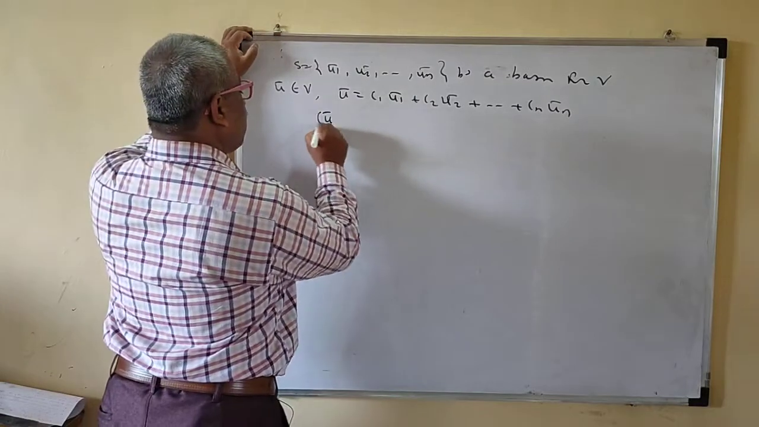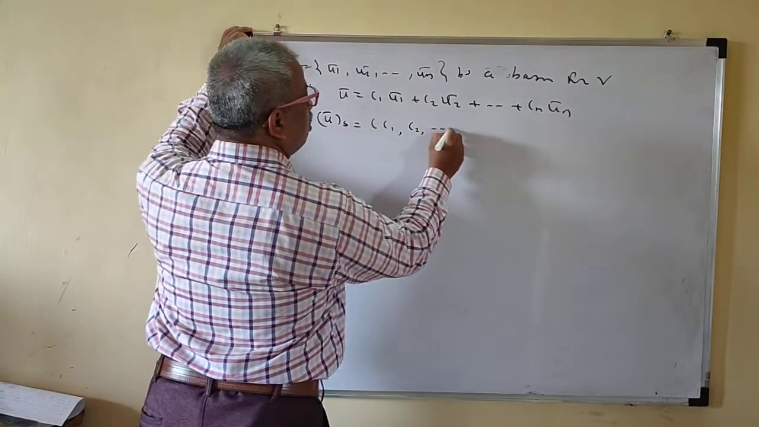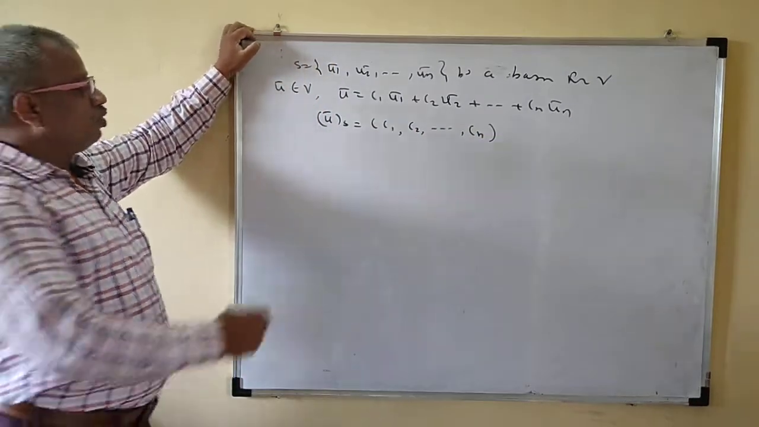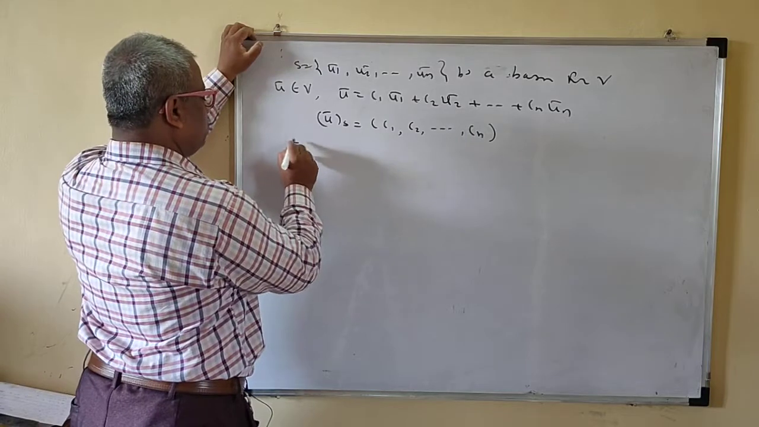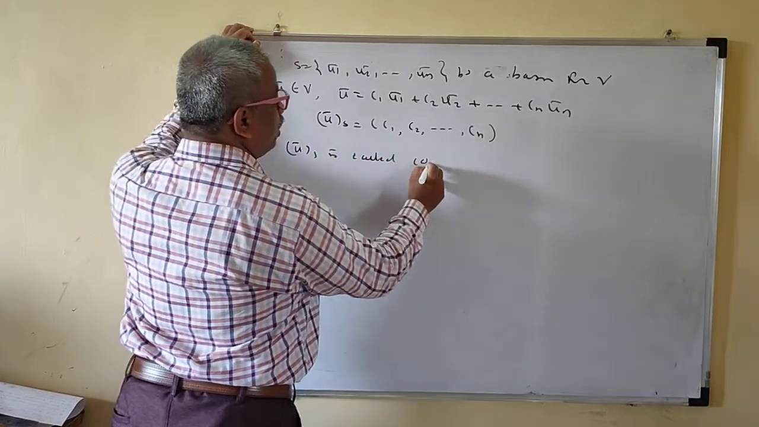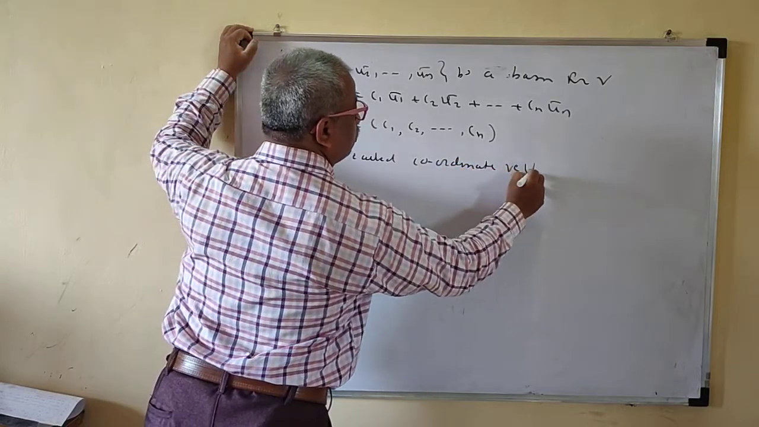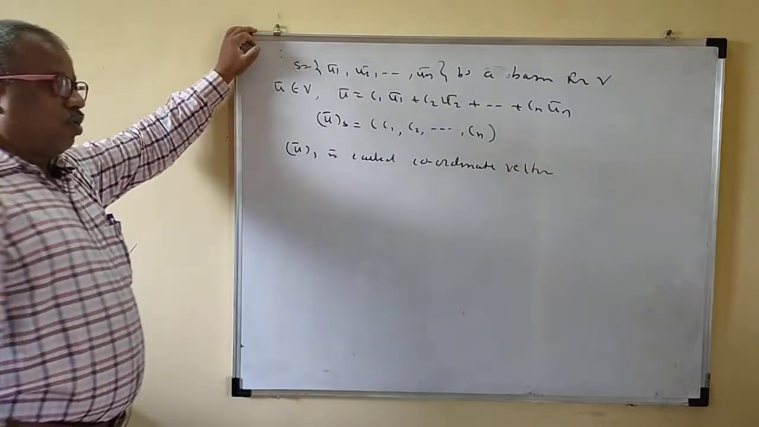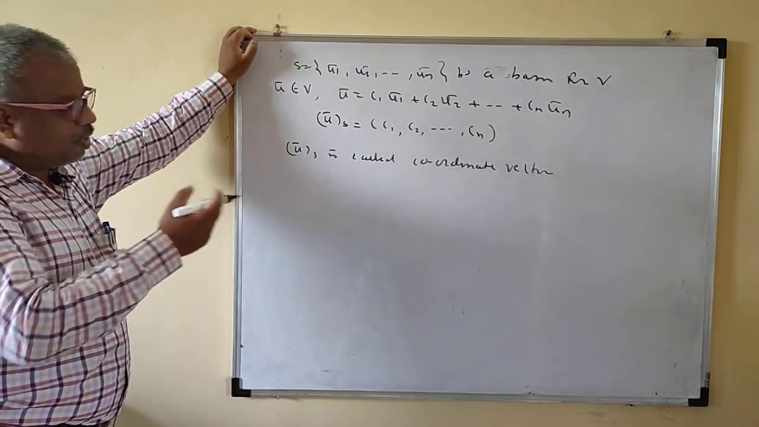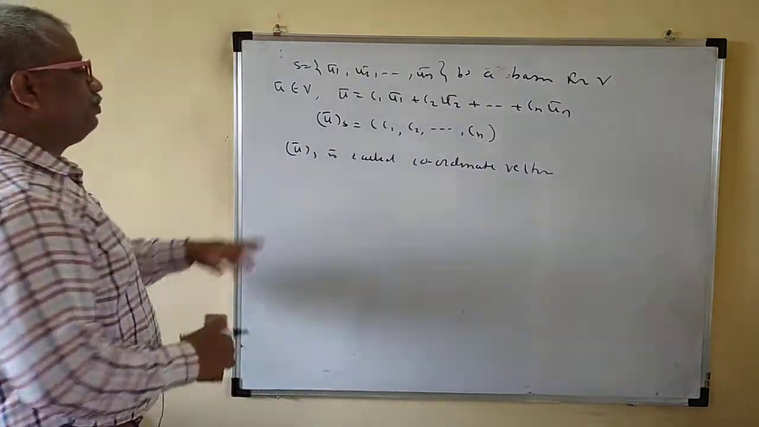Then this u bar, I will write as u bar of S. So this is c1, c2, dot dot dot, cn. These will be the components. So this u bar of S is called the coordinate vector. And it is very easy to solve the MCQ problems now. Okay, so this is the coordinate vector.